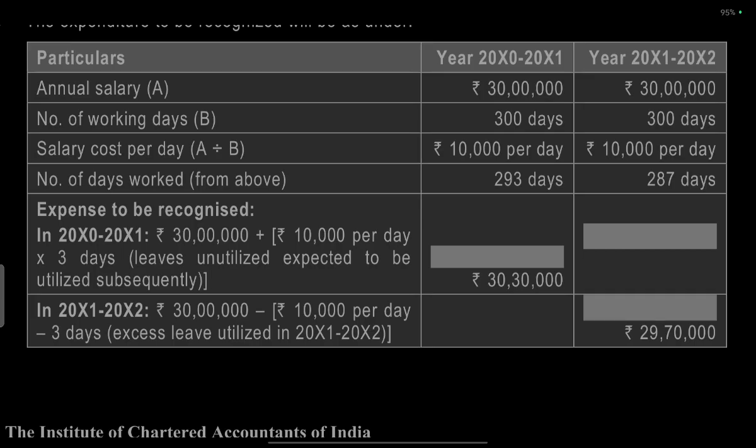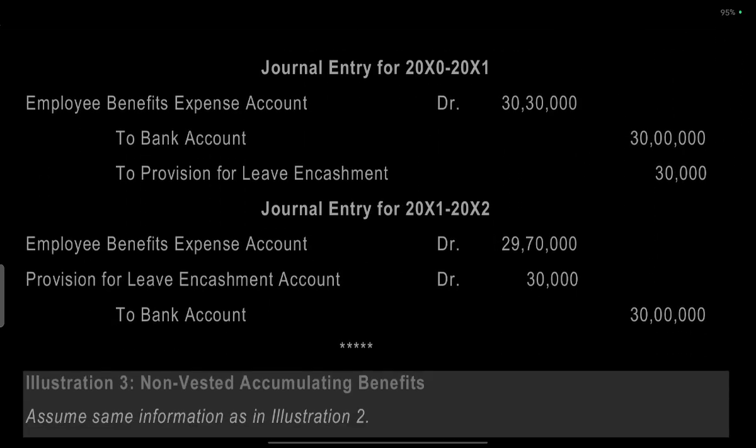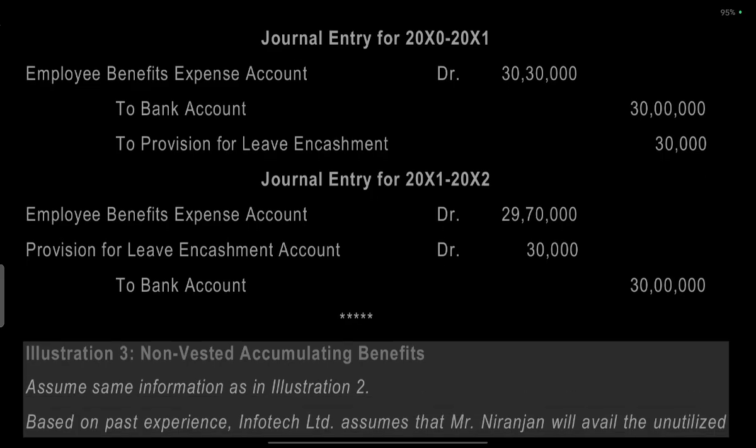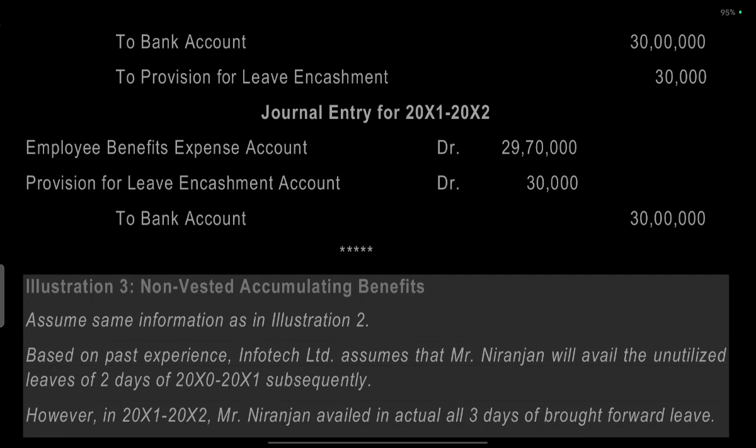Second thing is the journal entry. Actually, what is his income? 30 lakhs. So employee benefit expense 30 lakhs to bank account 30 lakhs. Provision for leave account 30,000. Employee benefit expense 30,000, leave provision and cash 30,000 to the bank 30 lakhs.